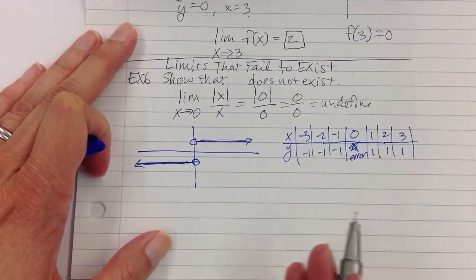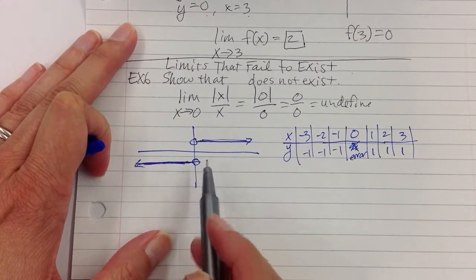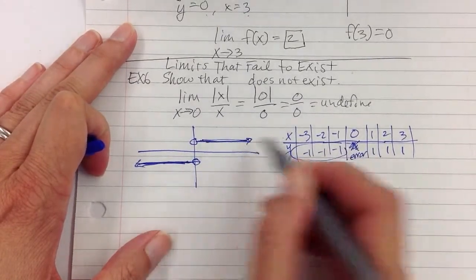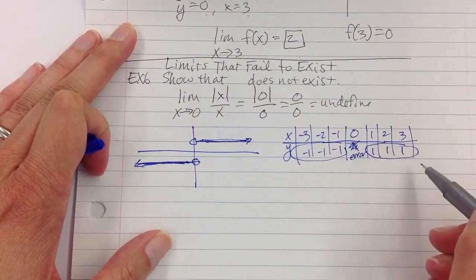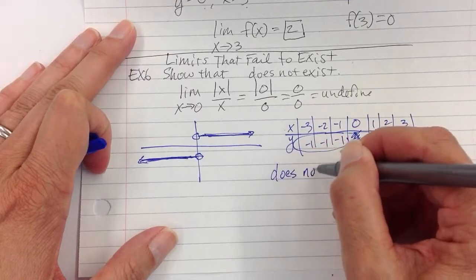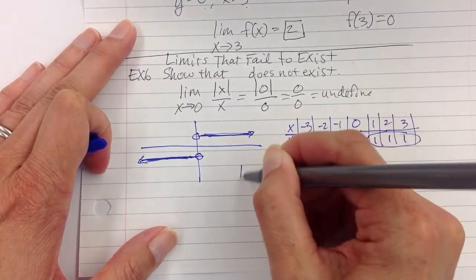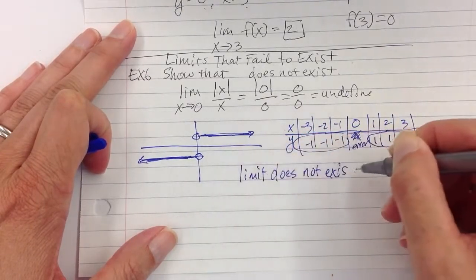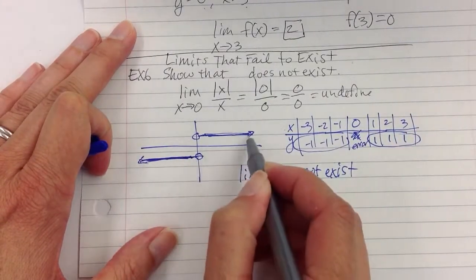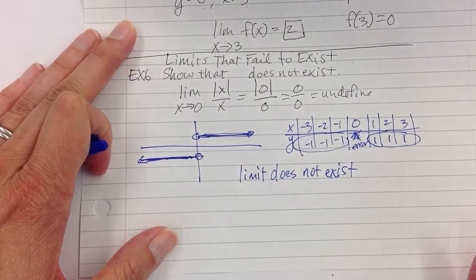It's neither. Okay, so if your graph does two different things, from the left it approaches one number, but then from the right it approaches a different number, then this limit does not exist. So limit does not exist. You can't approach from the left a different one and the right a different one, then it has no limit. Okay, and that's a good example of that.